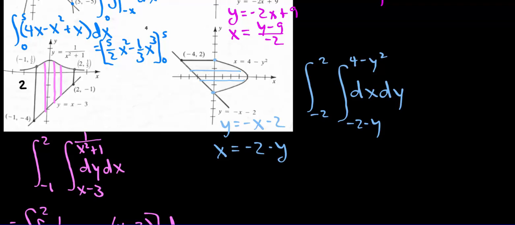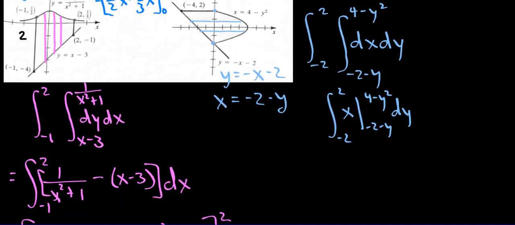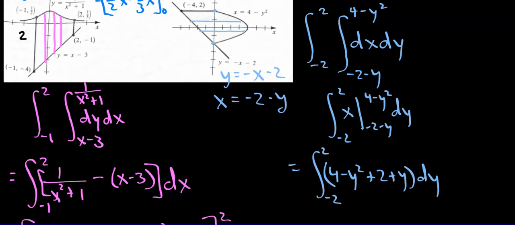And then it's just a matter of doing the integral here. So let me go ahead and just get that started. We've got x evaluated from -2 minus y to 4 minus y squared dy. And that is going to be -2 to 2. Let's see here, plugging in the 4 minus y squared for x minus the -2 minus y. That's going to be 2 plus y, I believe. Yeah, there it goes.